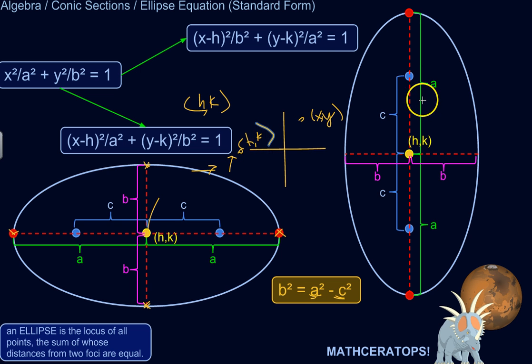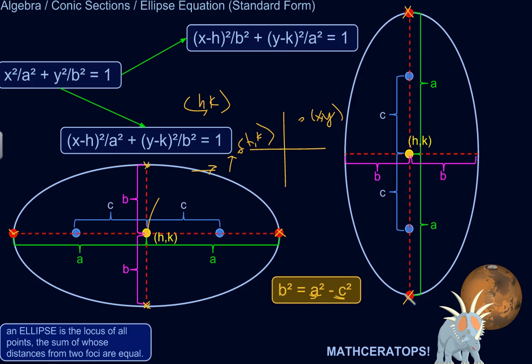Just be careful if you're dealing with a vertical ellipse like this. a and b are swapped around, so it's (x minus h) squared over b squared plus (y minus k) squared over a squared equals 1. Because a is that distance from the center to one of the vertices, right? So 2a is the length of the major axis. So when it's a vertical ellipse, the major axis is vertical.